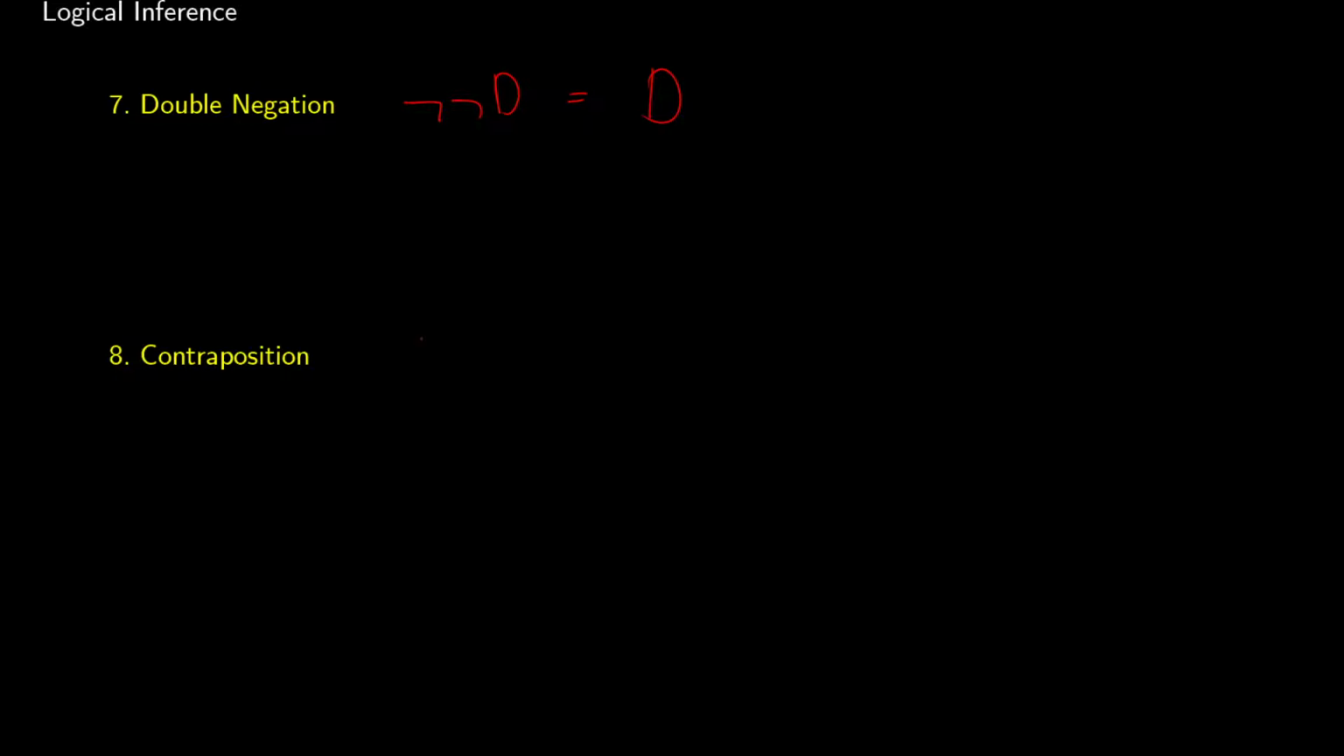Contraposition, same thing we've seen before. We have P arrow Q. We can therefore conclude that not Q, arrow not P. So it's equivalent to its contrapositive. And really for this top one, I should write it more like that.